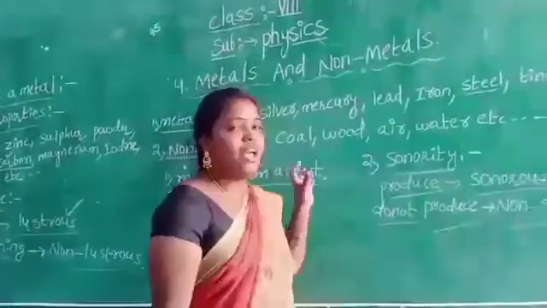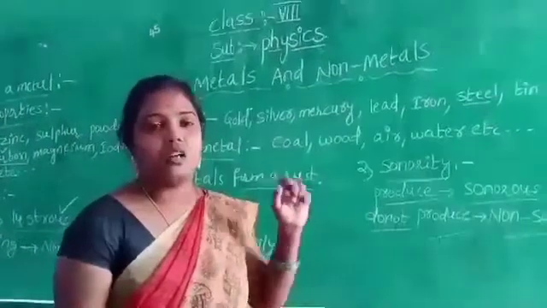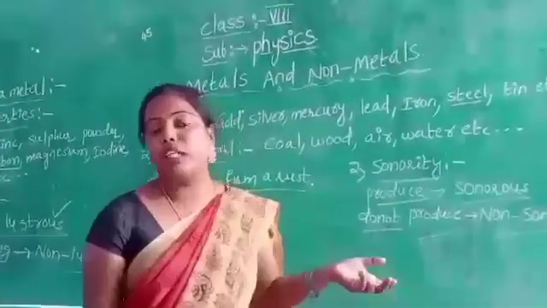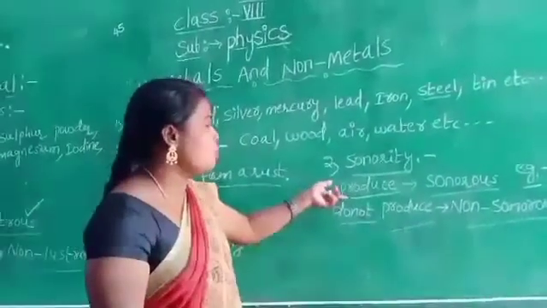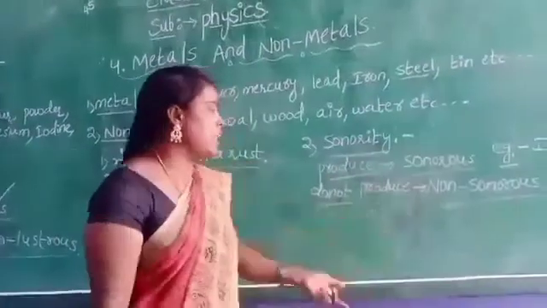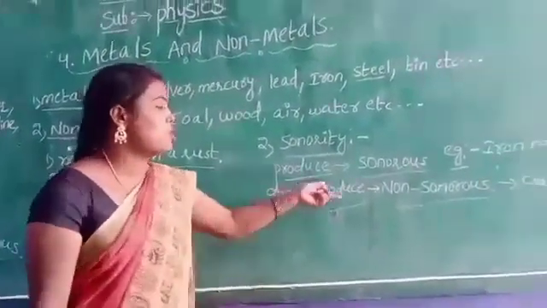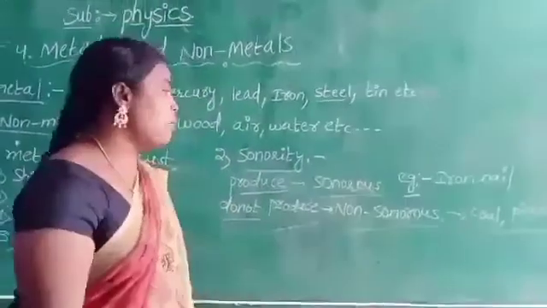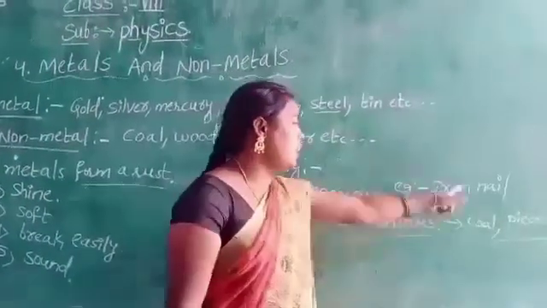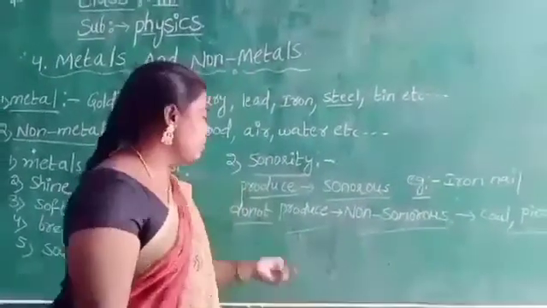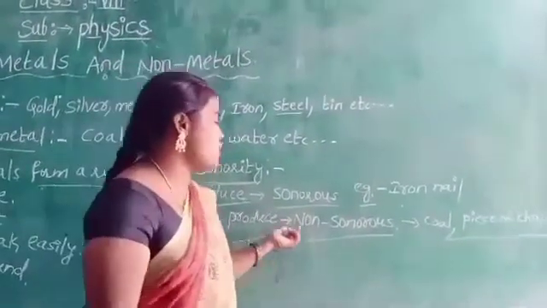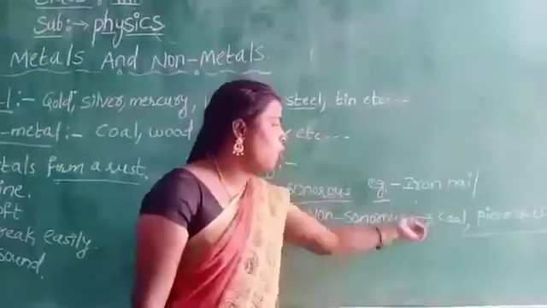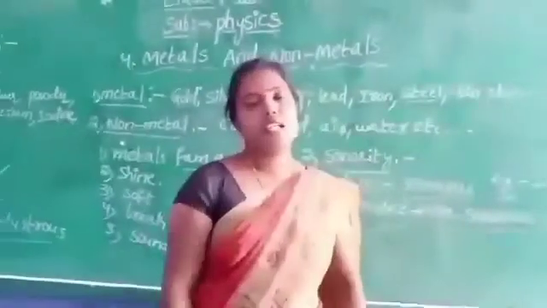Then you drop all the materials one by one on the hard floor, and observe the sound from the materials. Some materials produce sound. They are called sonorous materials. Some materials do not produce sound. They are called non-sonorous materials. Examples of sonorous: iron nail, steel, etc. Examples of non-sonorous: coal, piece of chalk, etc.